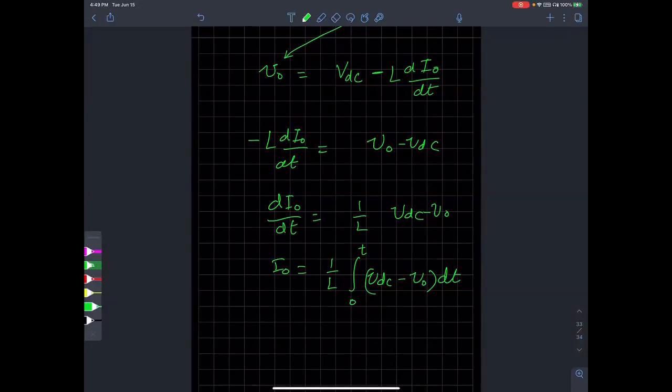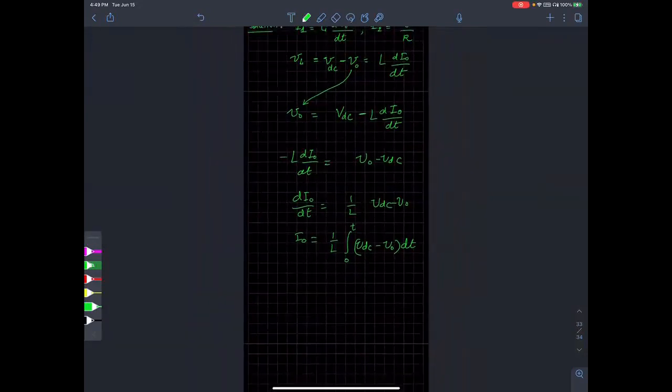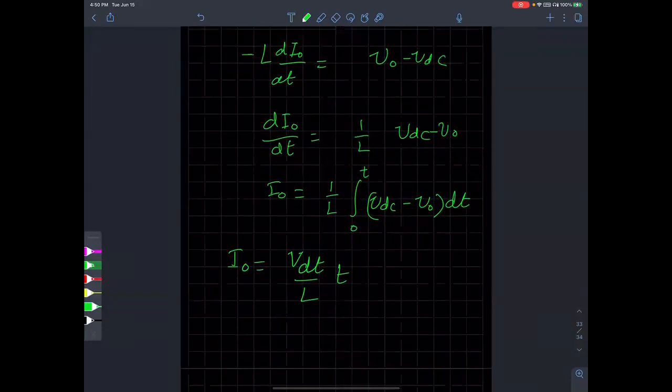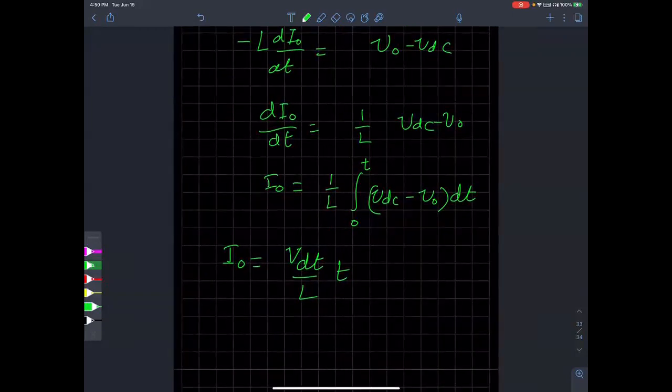We don't have to worry too much about this. We are going to get rid of these integrals anyway, that's the point though. So I naught equals VDC over L times t. If you do the integral, I'll spare you the details, minus 1 over L integral 0 to t, V naught of t dt. V naught is a function of t.